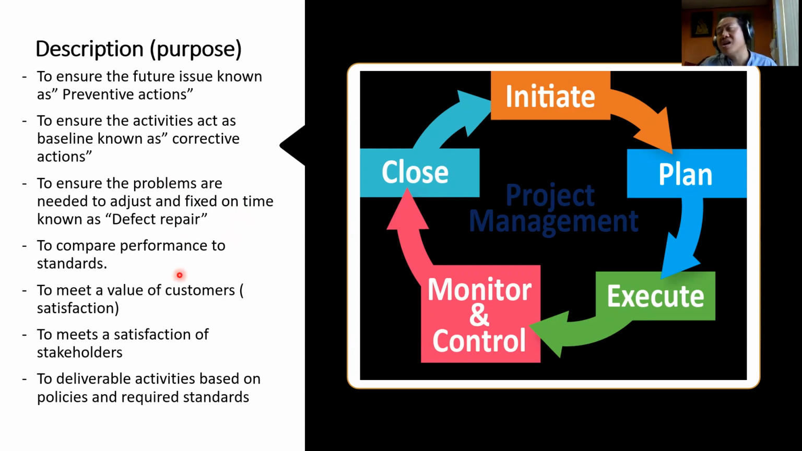And then the third one is to compare our performance to the standard, to know how our process group is growing, how it's going, and what we should fix. And the next point is to make sure that the customer and stakeholder values are met for their certifications. And the final one, a really important point, is to make sure that all of the activities that we deliver and do are based on the policy and the required standard. Okay, move on.